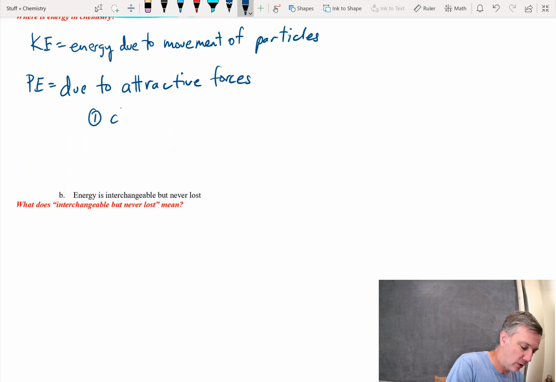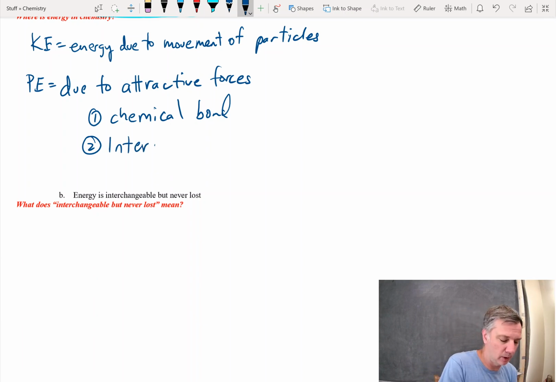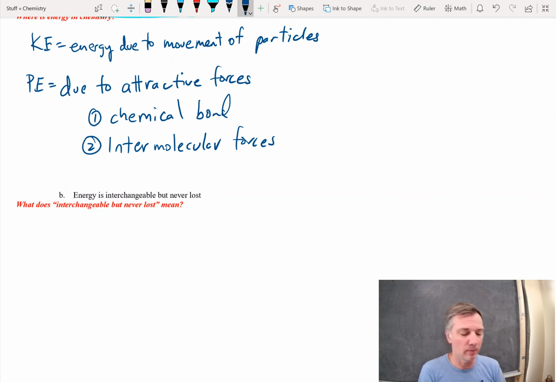Two examples here would be a chemical bond. The second example that I gave there are just attractive forces. I'm going to go ahead and name them intermolecular forces. We won't talk about those again until later on. But just to tell you, when we talked about solids, liquids, and gases, and how solids have really stronger forces of attraction, in that case we're talking about intermolecular forces.